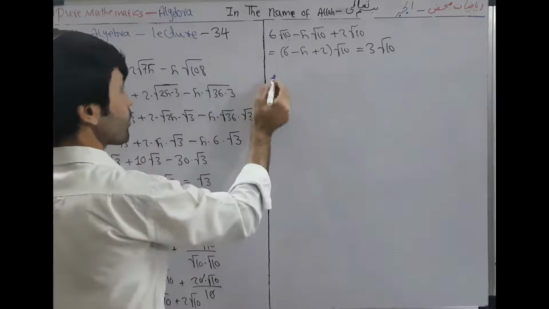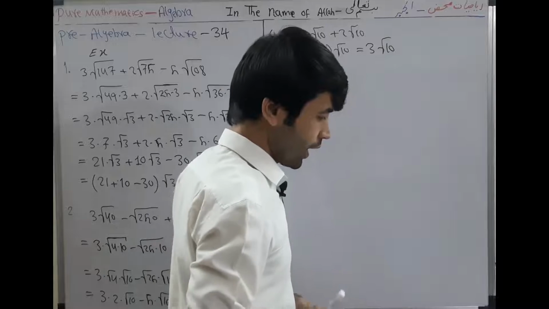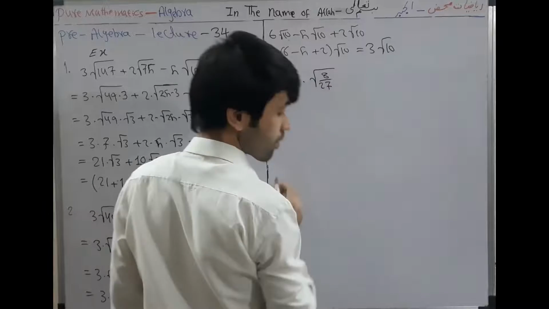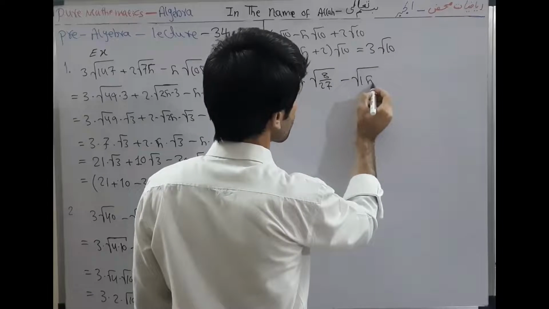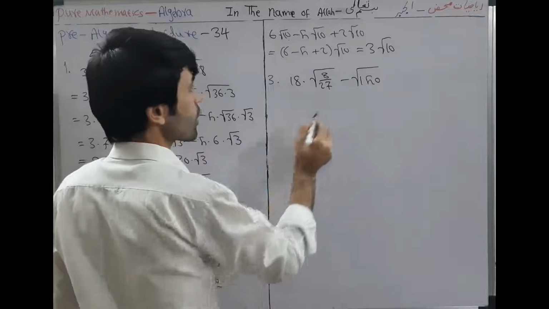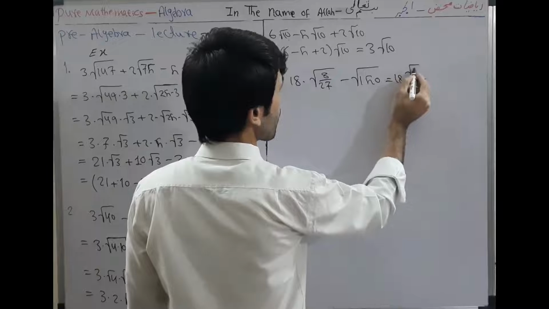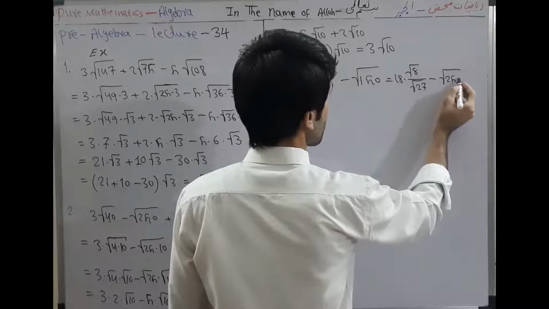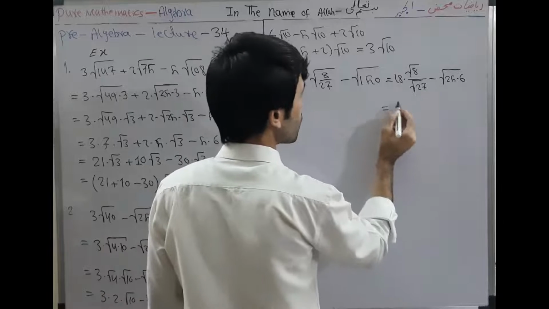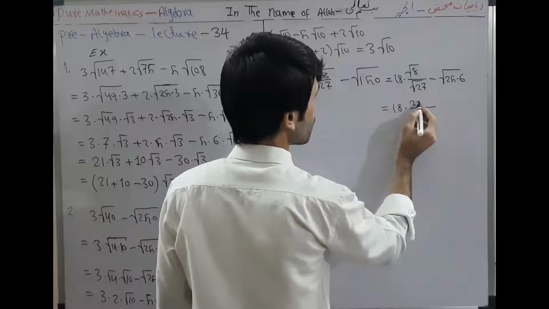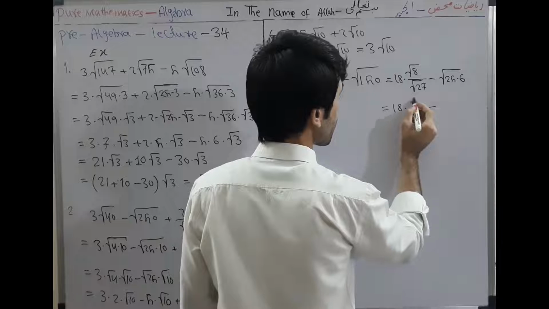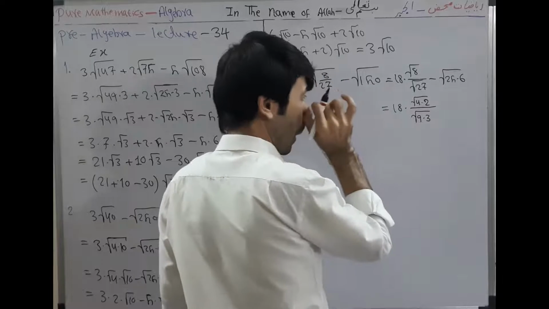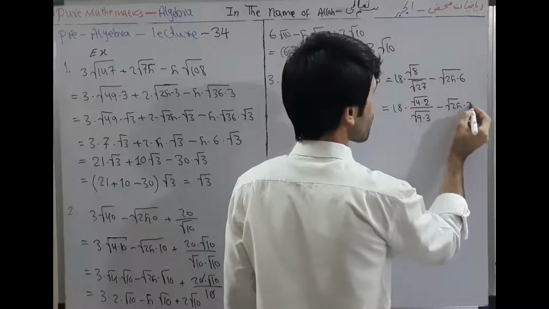Question 3, 18 multiplied by square root of 8 over 27 minus square root of 150. We want to find the answer of this question. It is equal to 18 into square root of 8 over square root of 27 minus square root of 25 into 6. Now we can write square root of 4 into 2 over square root of 9 into 3 minus square root of 25 into square root of 6.